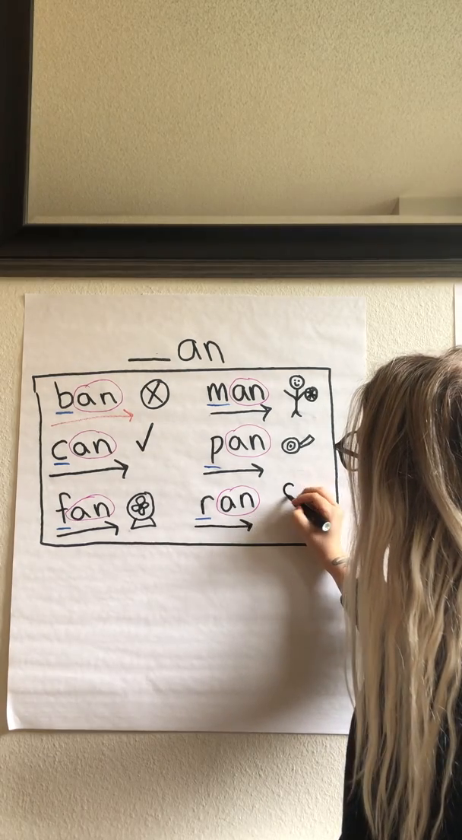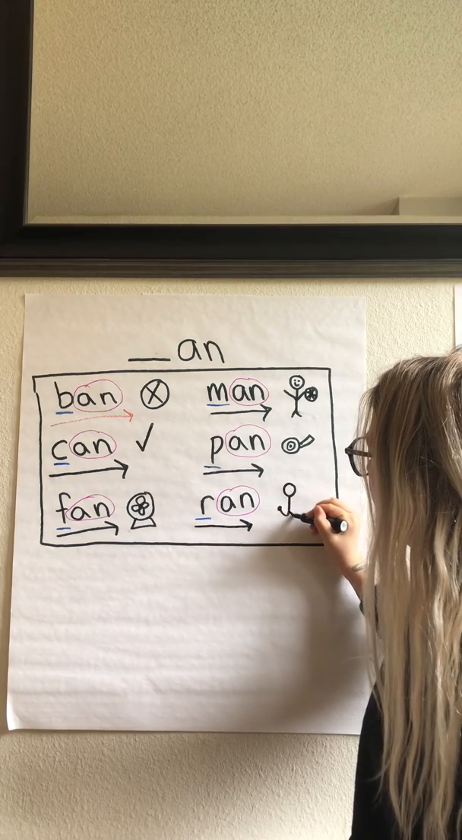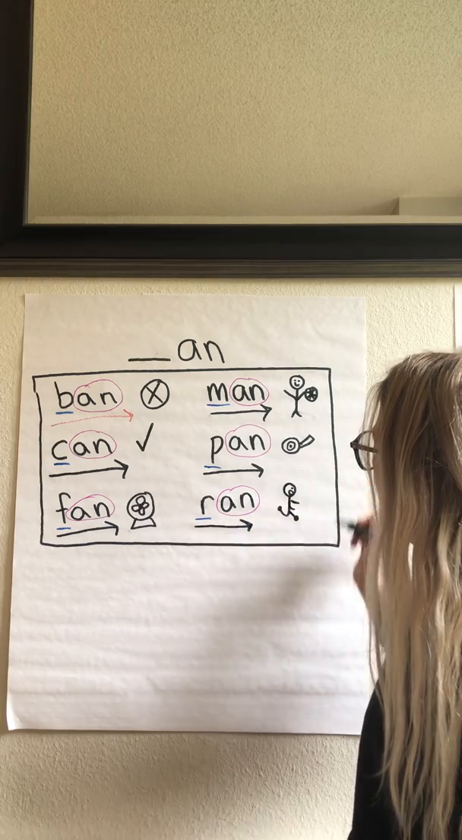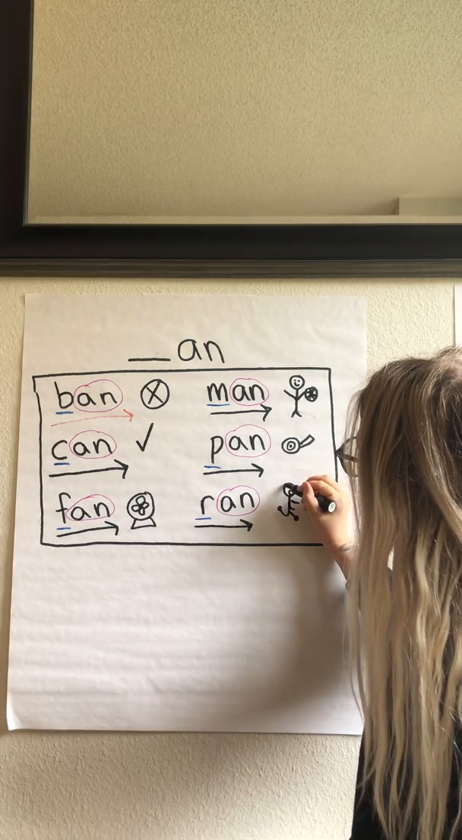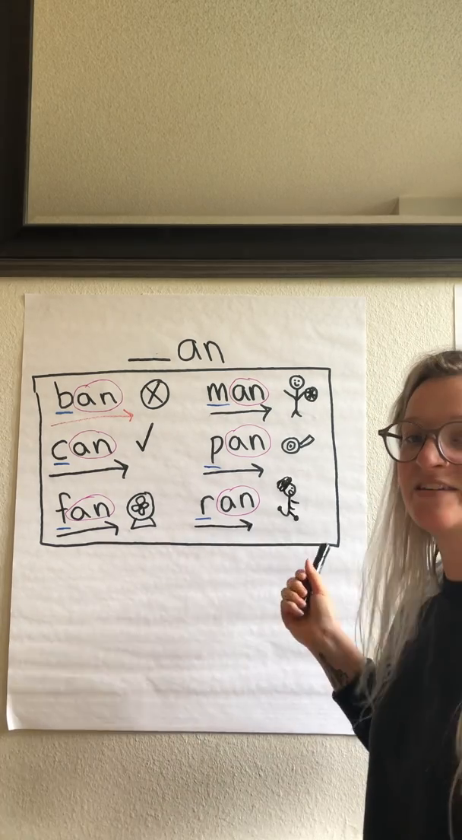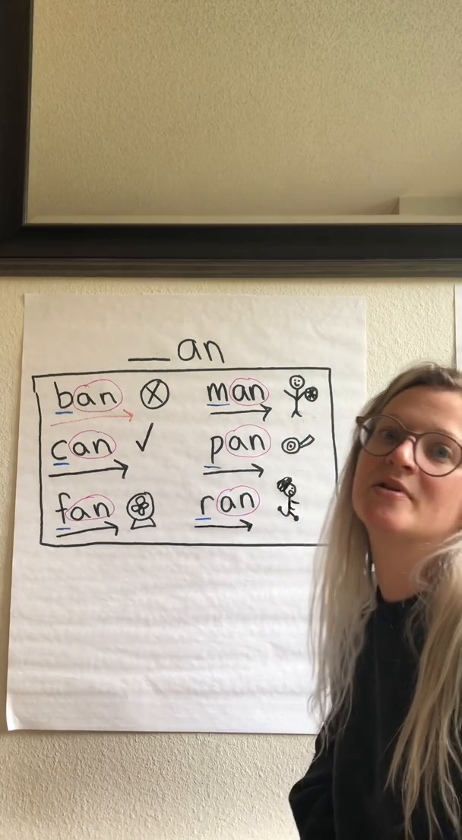So when I draw someone who might have ran somewhere, do a foot up and a foot down, arms moving, mouth might be open because they're breathing hard, hair might be kind of tossed in the wind there. Ran. I ran to the store. I ran to the playground.